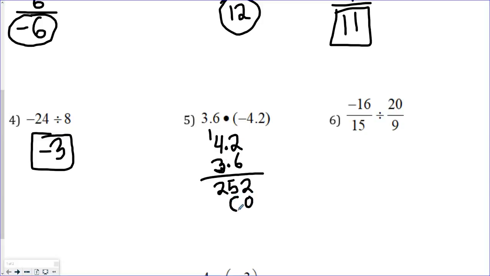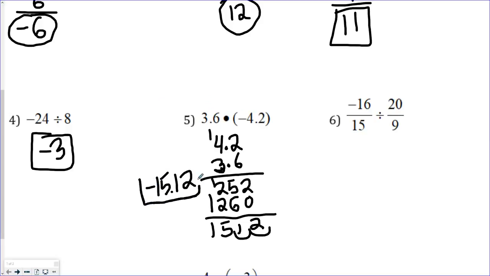3 times 2 is 6. 3 times 4 is 12. You add them up there. 5 plus 6 is 11, carry the 1. 2 plus 2 is 4, plus 1 is 5. And 1. And then I have two numbers behind the decimal spot here, so I'm going to jump it up twice. And I get 15.12. And in this case, I have a positive number and a negative number, so the signs disagree. So my answer is going to be positive. Or sorry, my answer is going to be negative. My bad. Disagreeing signs means a negative answer when you're multiplying or dividing.